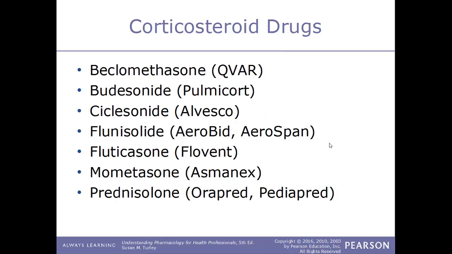Okay, this is a list of some common corticosteroid drugs and the trade names that they are sold under. And these drugs include beclomethasone, which is sold under the trade name Qvar, budesonide, which is sold under the name Pulmicort, ciclesonide, which is sold under the name Alvesco, flunisolide, which is sold under the names Aerobid and also Aerospan, fluticasone, which is sold as brand name Flovent, mometasone, which is sold under the name Asmanex, and also prednisolone, which is sold under the names Orapred or Pediapred.